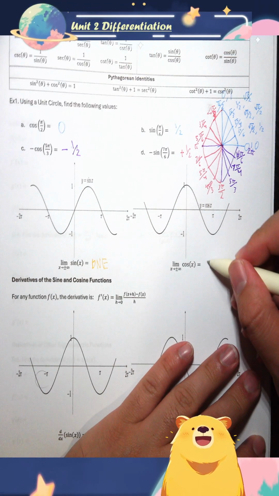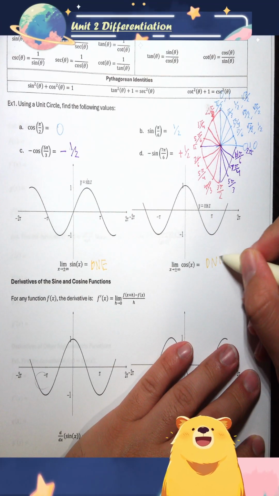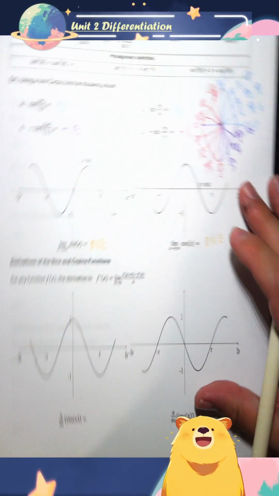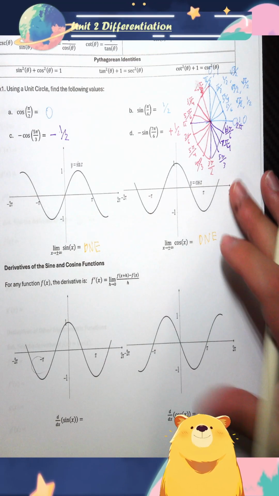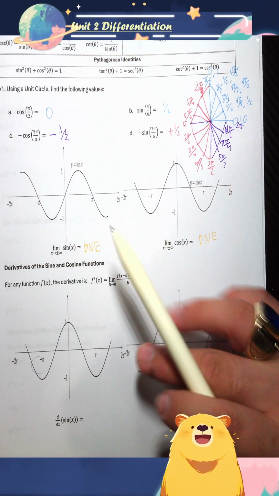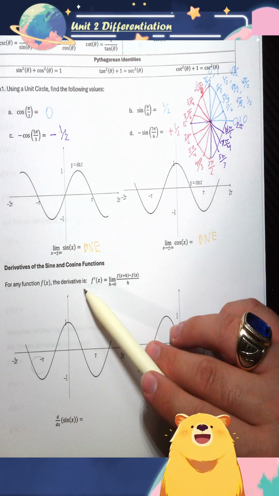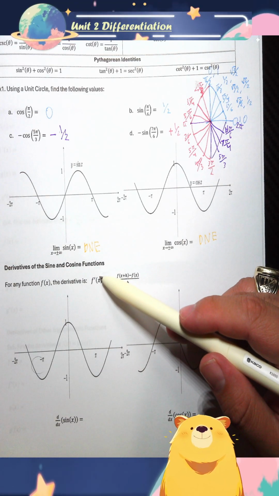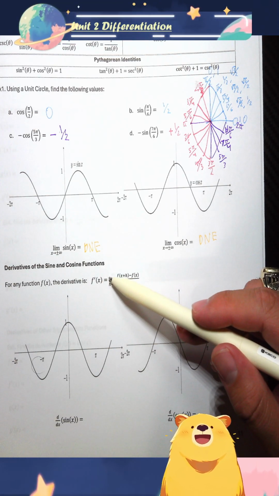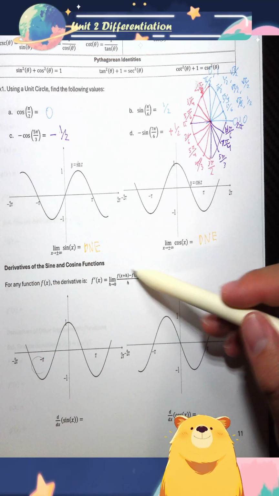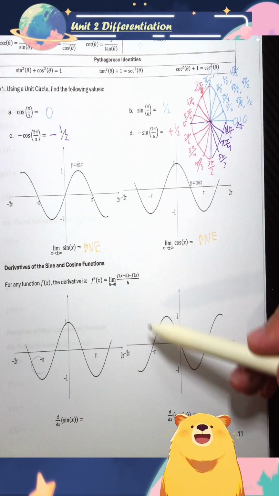How about for cosine? Cosine has the same feature, unfortunately. This limit also does not exist. Now, the derivatives of sine and cosine functions. For any function f of x, the derivative f prime is equal to that limit, just the limit definition of derivative.